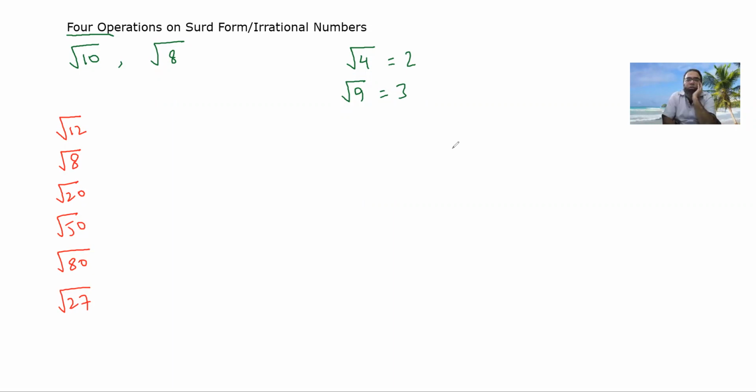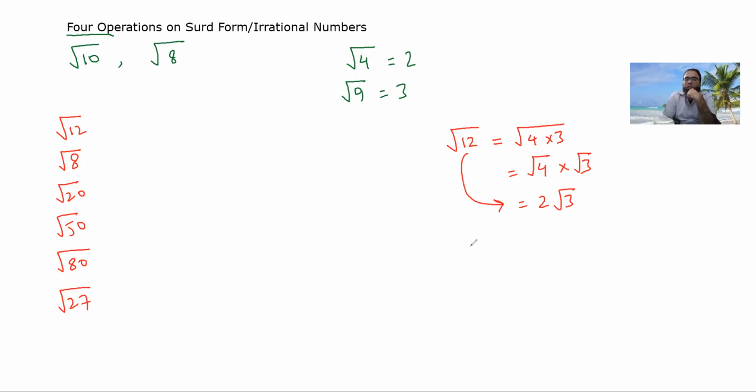Now, when we say I want to simplify the square root of 12, it means I have to be sure that this 12 is not a multiple of a perfect square. As you see, this under root 12 can be written as 4 times 3, and then you split this as under root 4 times under root 3, so this becomes 2 under root 3. So the simplest form of under root 12 is 2 under root 3.